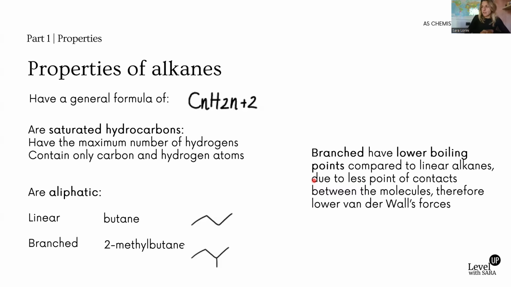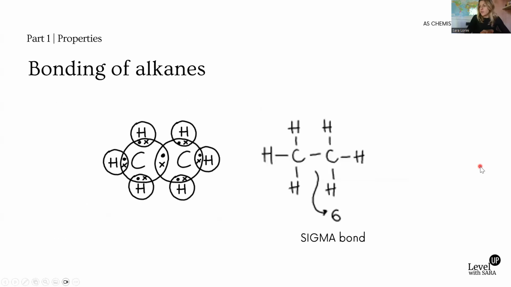Okay, good. So bonding of alkanes. Now, important to be able to define this type of bond, which is called the sigma bond. A sigma bond is the first bond that the molecule will form, and it's formed in 2 different ways.